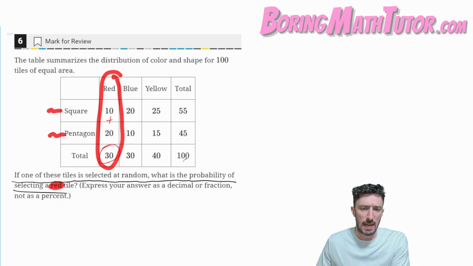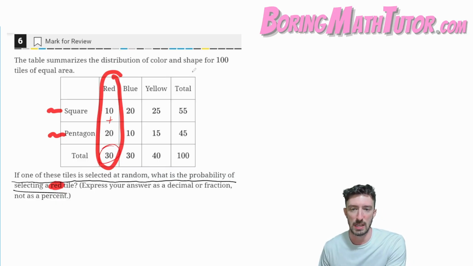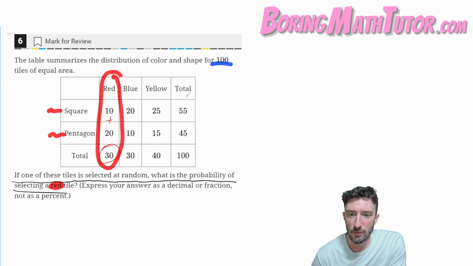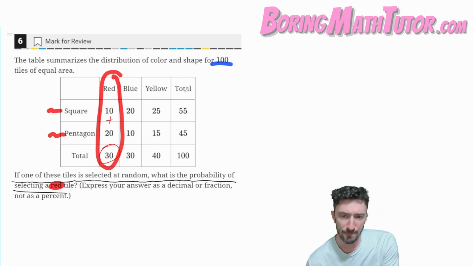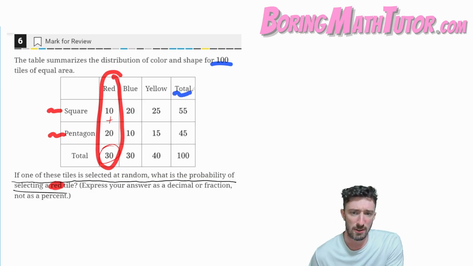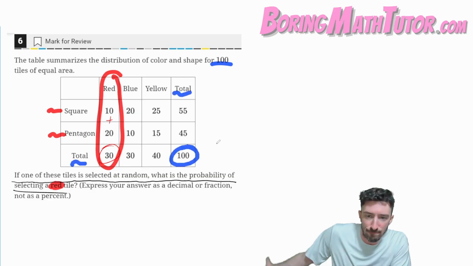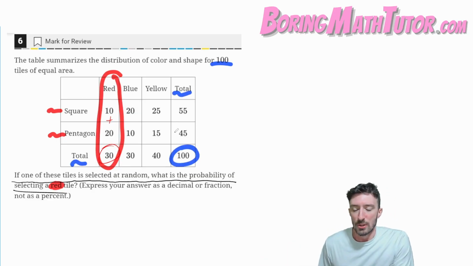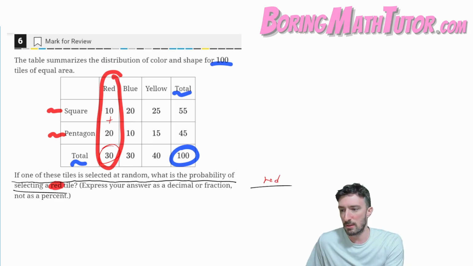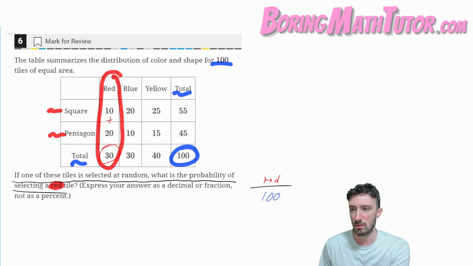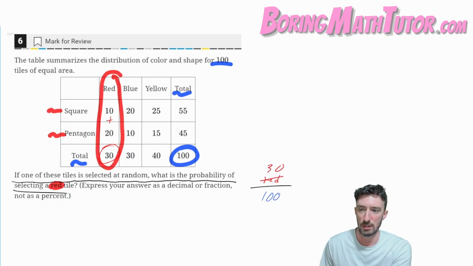But how many tiles do we have in total? Well, they tell us in 3 different kinds of ways that we've got a total of 100. Over here, they also use the word total, and there's 100. So all you got to do here is figure out how many red tiles there are and divide it by the total. And the total is 100, so really all you have to do is just 30 over 100.